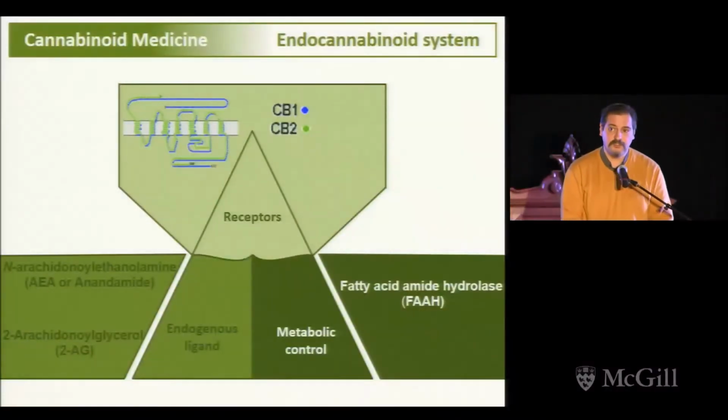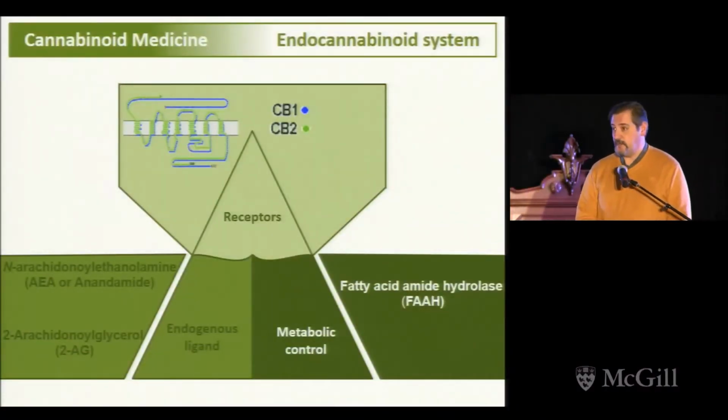So we know that there are so far two receptors described, CB1 and CB2. There are ligands that attach to these receptors to create an action. The two main endogenous cannabis products are anandamide and 2-AG. And there is a metabolic control to manage the levels, to modify the levels of these products in order to increase or decrease their actions on the body.